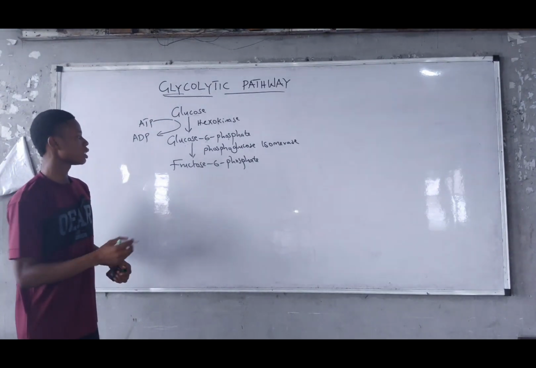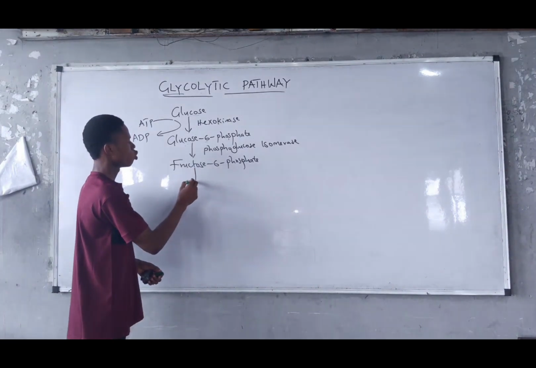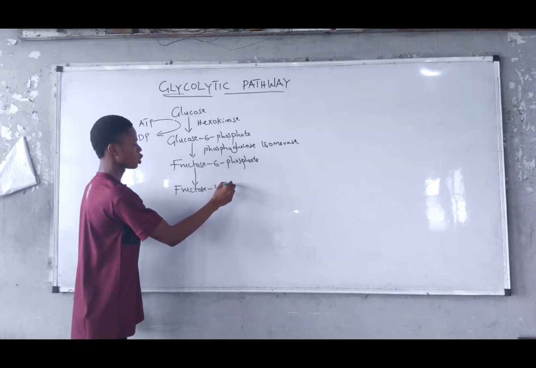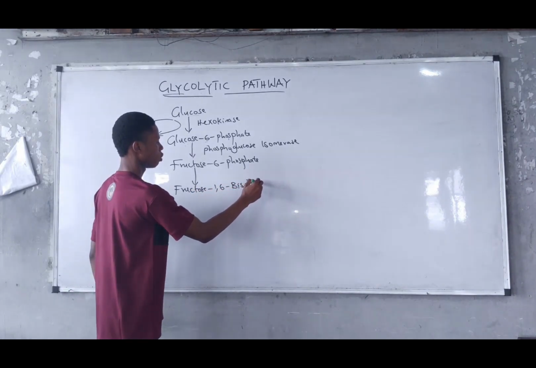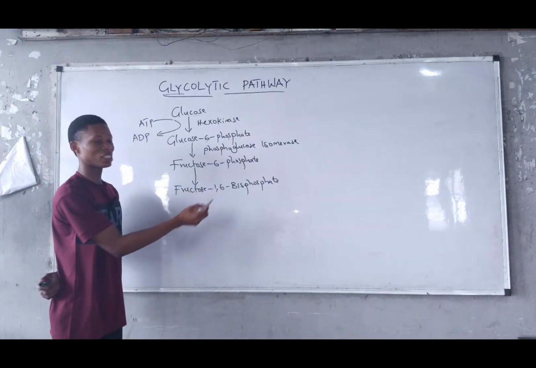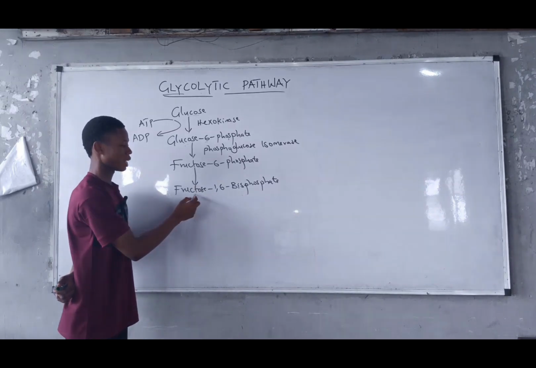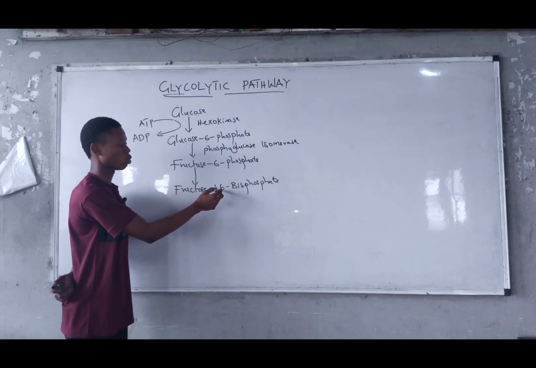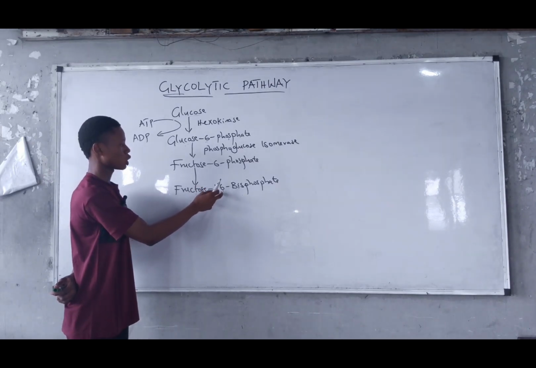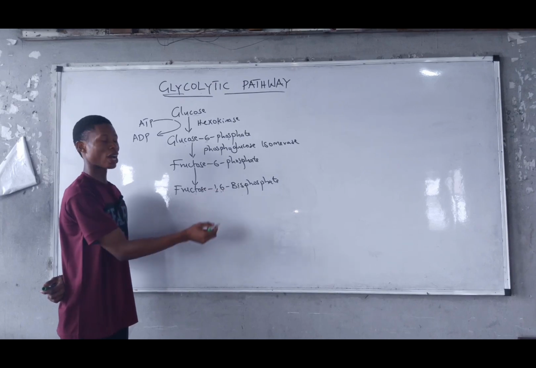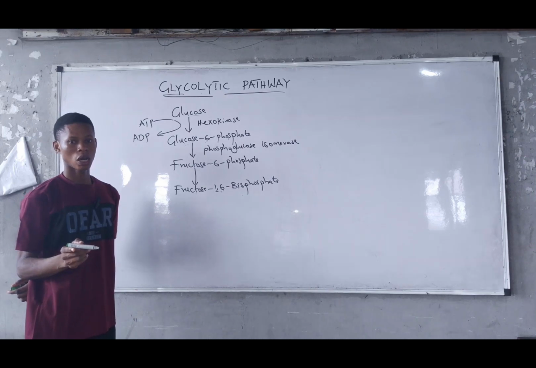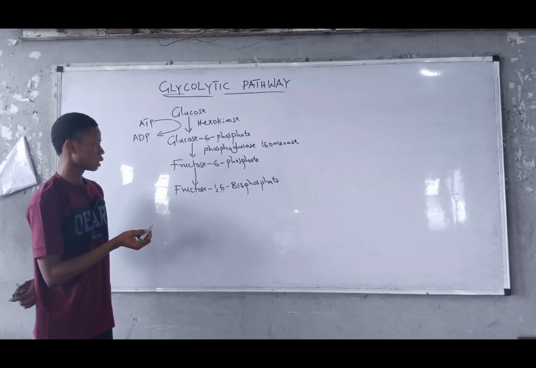Alright, so the next thing, fructose-6-phosphate will be converted to fructose 1,6-bisphosphate. Now, if you can see, we are attaching another phosphate. That's why we call it bisphosphate. So we are attaching a phosphate group on carbon 1 and carbon 6. On carbon 6, there was already a phosphate, so we are attaching another phosphate on carbon 1. It means we are getting the phosphate from somewhere else. And where is that? ATP is coming in, right?